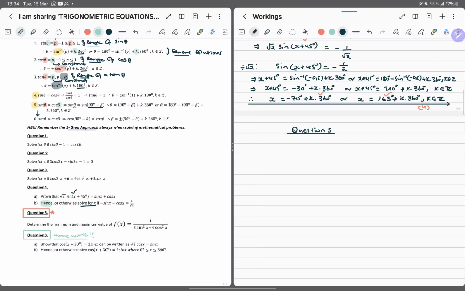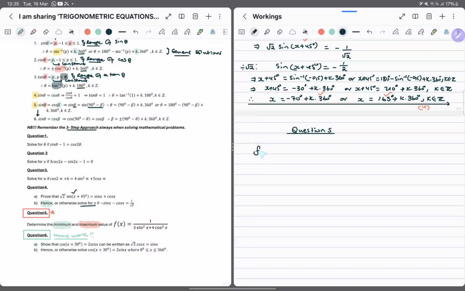Anyway, guys, take a deep breath. We have come this far. Now the question says determine the minimum and the maximum value of this function f when it's like this, and you're like, what?